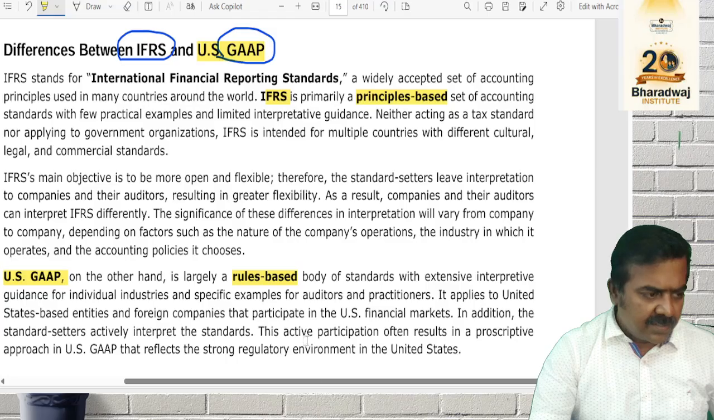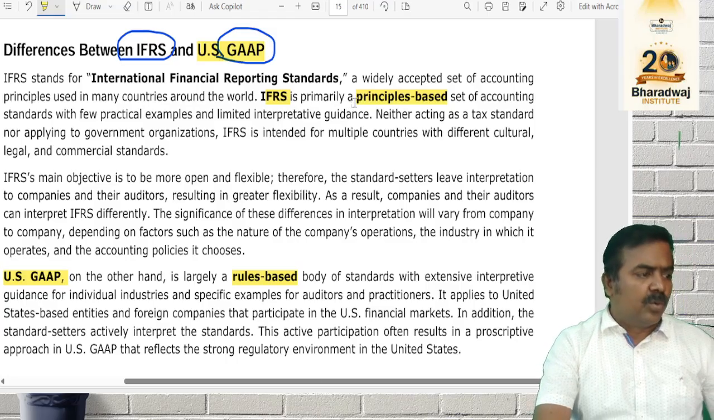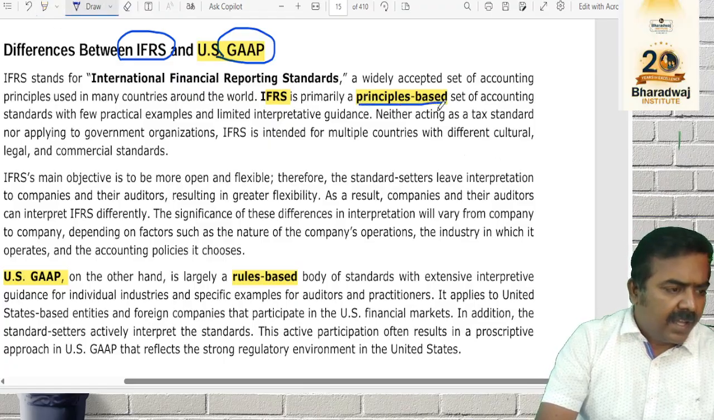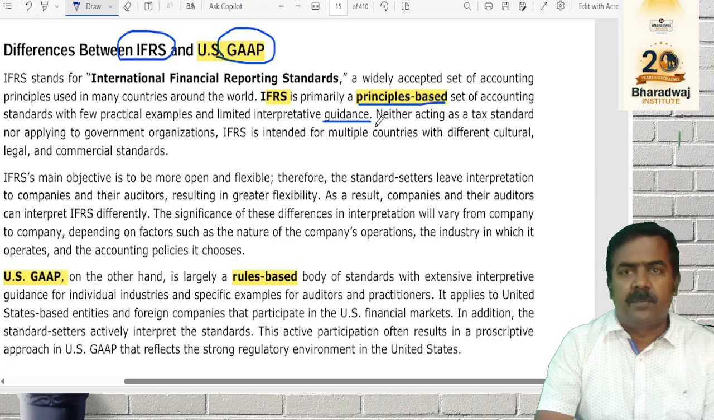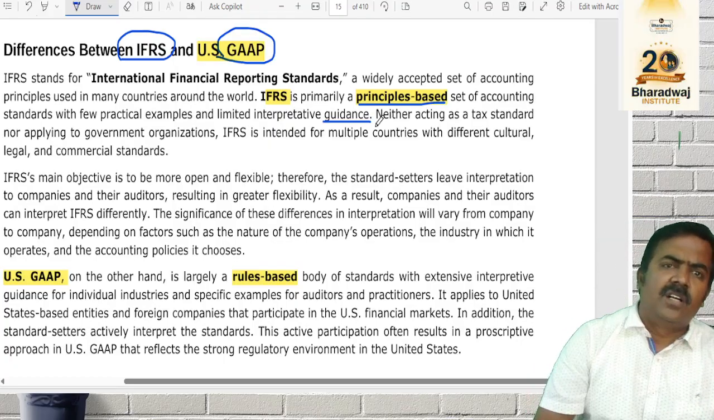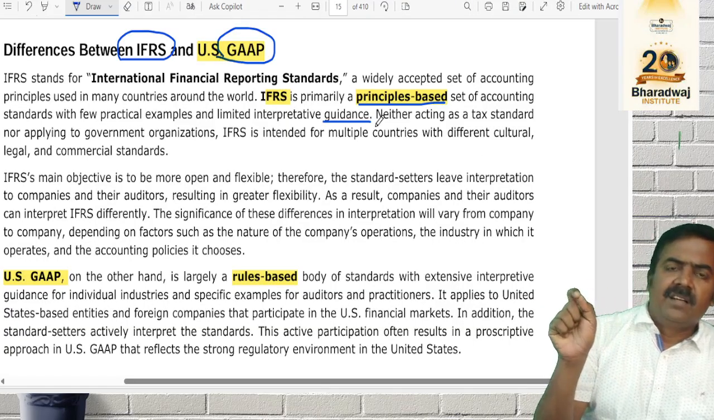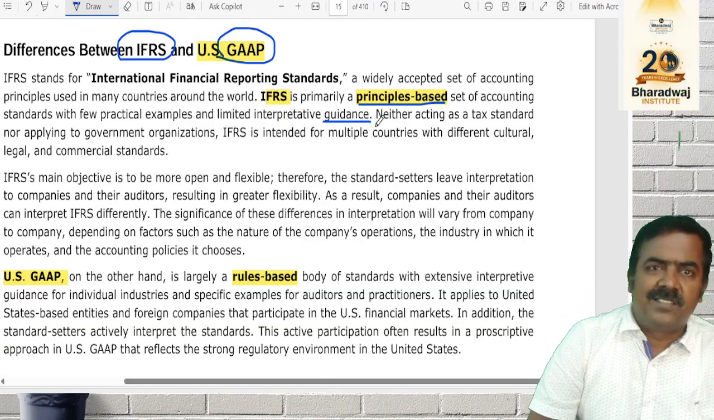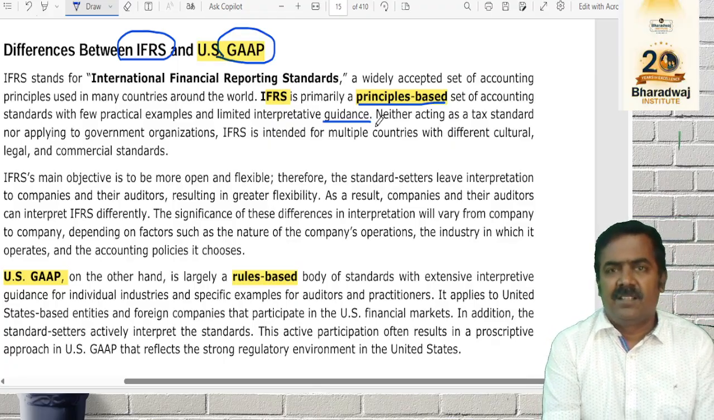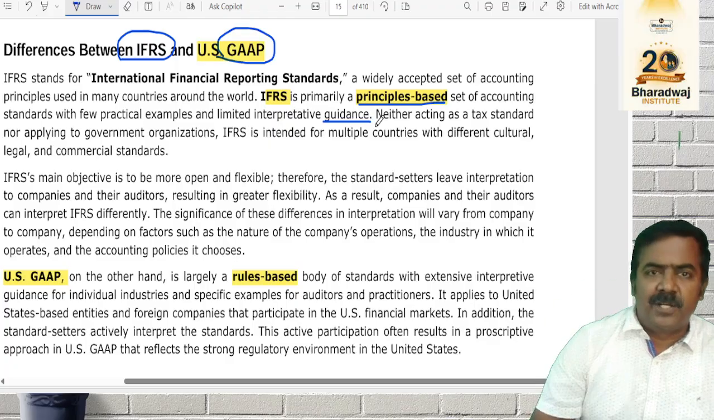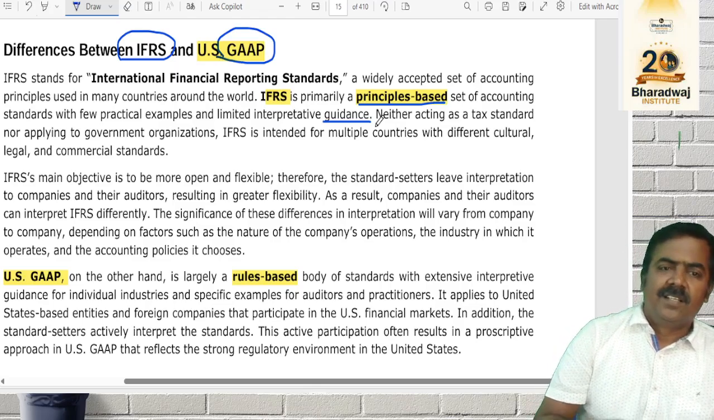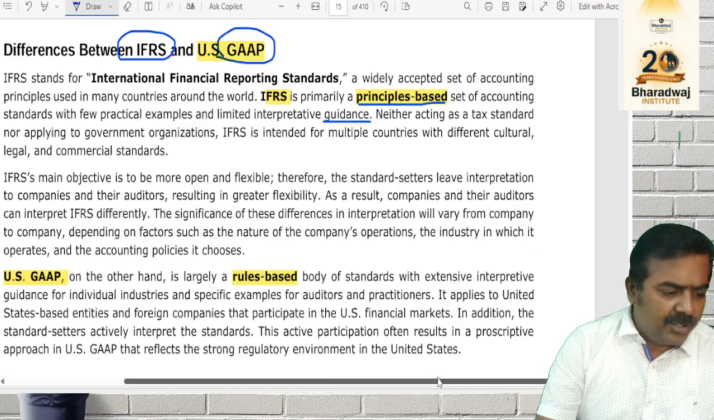That is IFRS. IFRS is more to do with which one? Principles, and guidances are given in applying the principles. For example, we tell record the income on accrual basis. What do you mean by accrual basis? Due basis. I sold the product to you on credit. Can I record the sales? Yes, I can record the sales. But this is US GAAP.